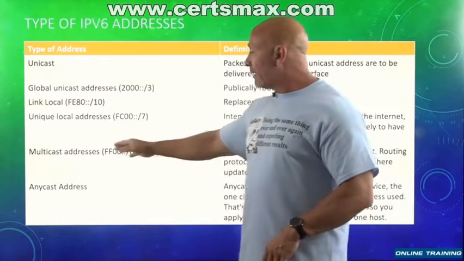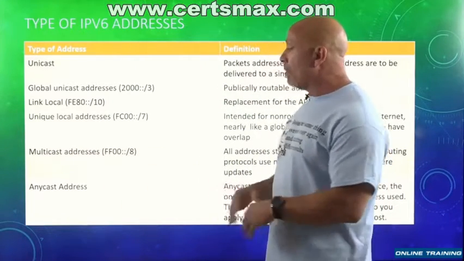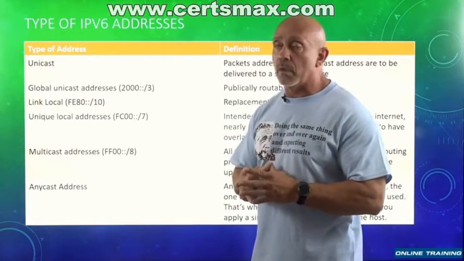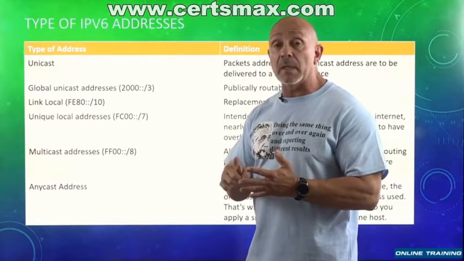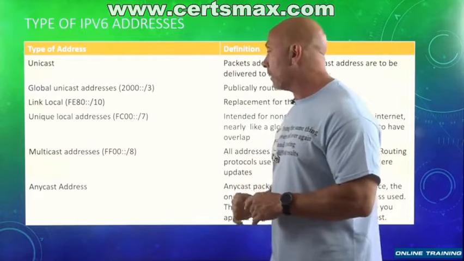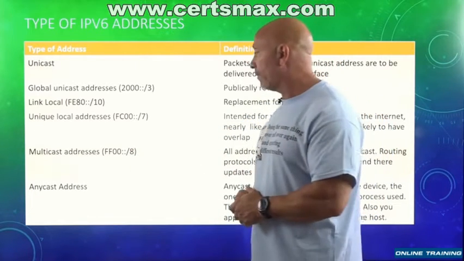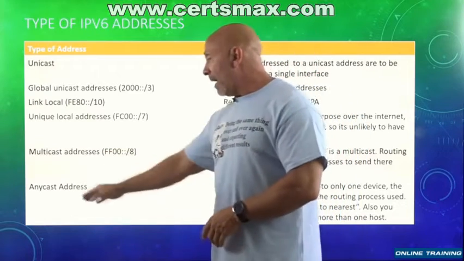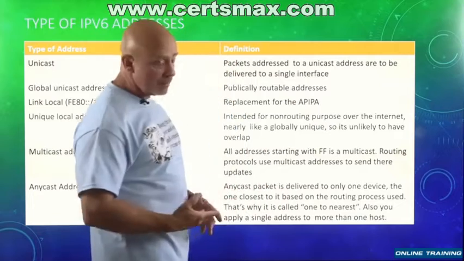Multicast. Anytime you see anything with FF, it's a multicast address. What I'm most concerned with for multicast addresses is that you know your routing protocols, RIP, EIGRP, and OSPF. What multicast address do they use? I will give them to you, so you know what they are, because that is what you need to know.